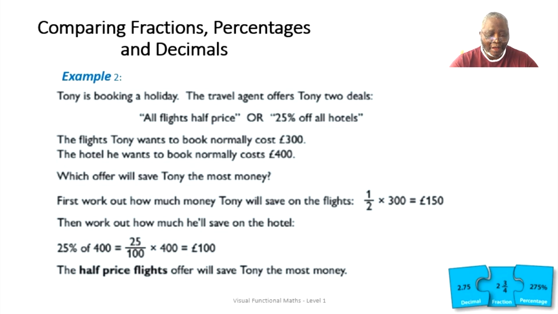First, work out how much money Tony will save on the flight, which is half of 300, which is equal to £150. Then work out how much money he will save on the hotel, which is 25% of 400, or 25 divided by 100 times 400, which is equal to 100. You can easily work out your answer. The half price flights offer will save Tony the most money.